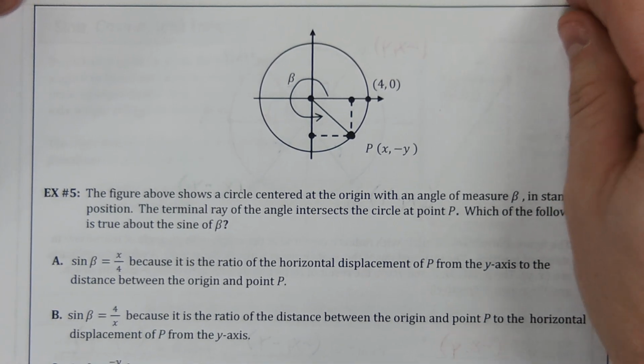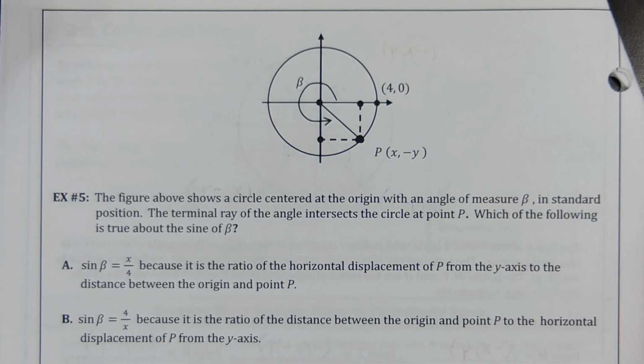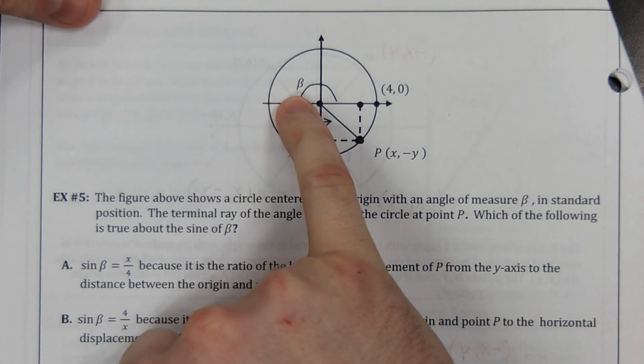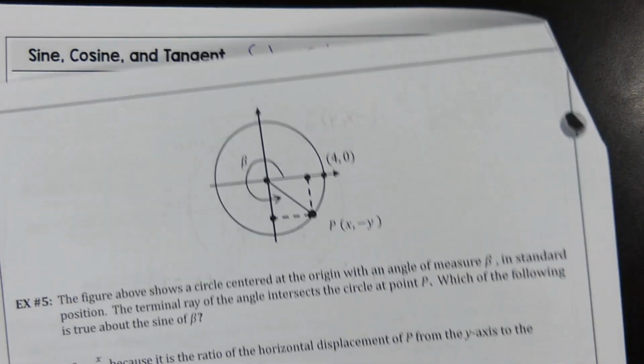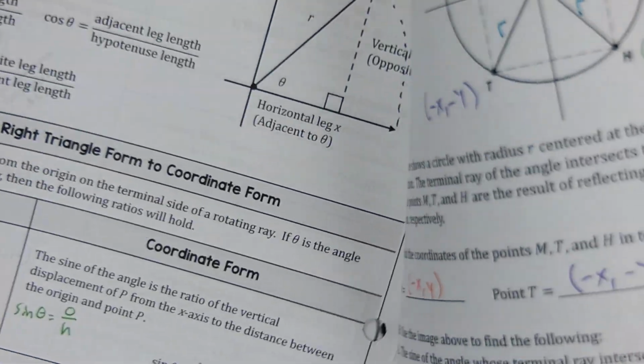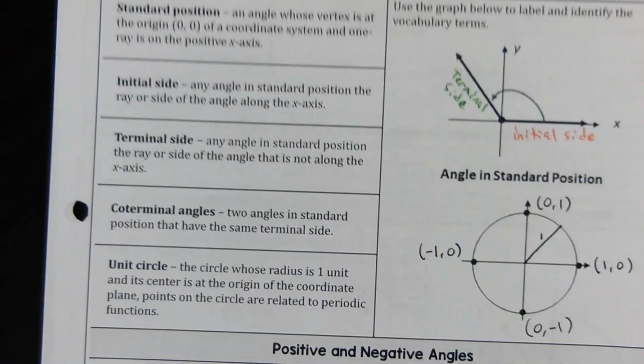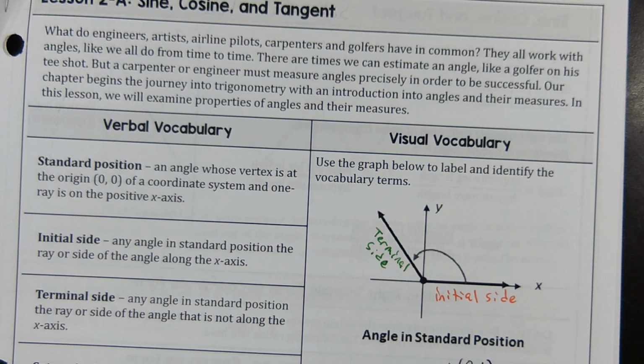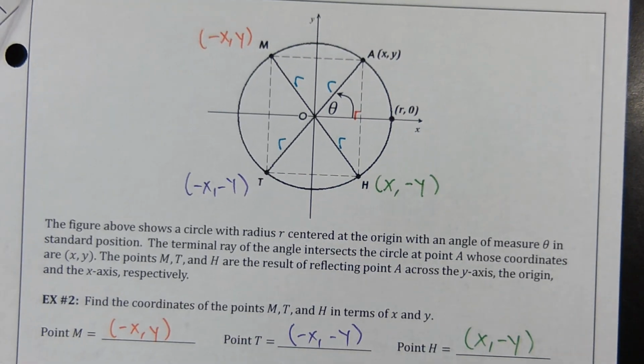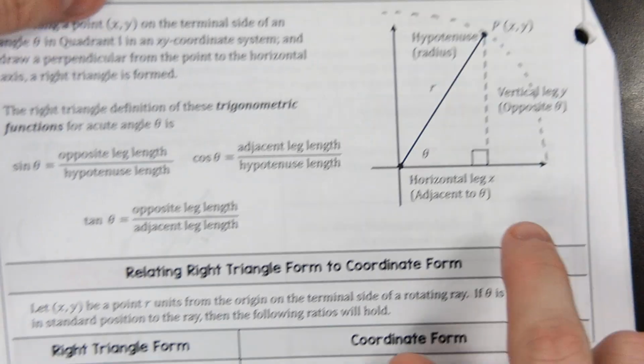Example number 5 is a multiple choice example. The figure above shows a circle centered at the origin with an angle of measure beta. Hey, look, a beta. Did I show the other Greek symbols that we often use for angles earlier? I did not. I forgot to write them up here. Where can I write them? Let me just scroll these bad boys. It doesn't really matter. Here we go. I'll squeeze it in this image.